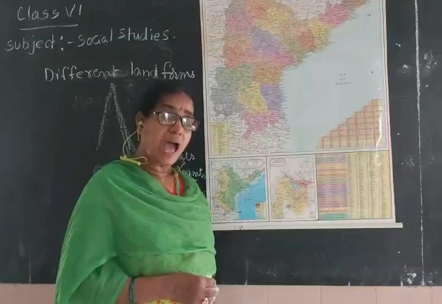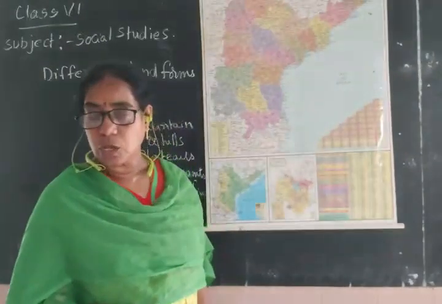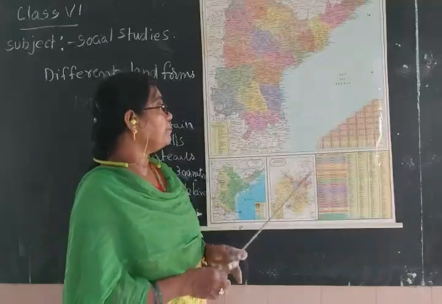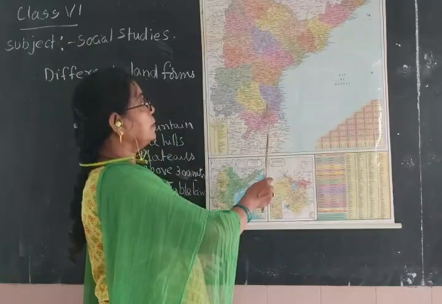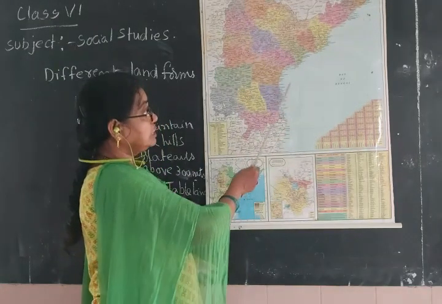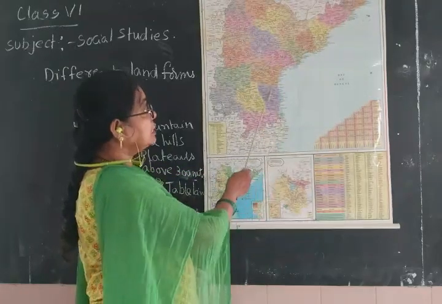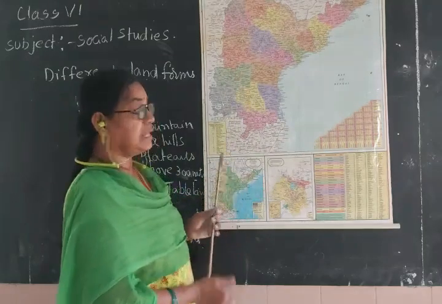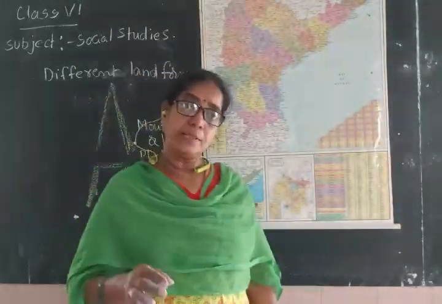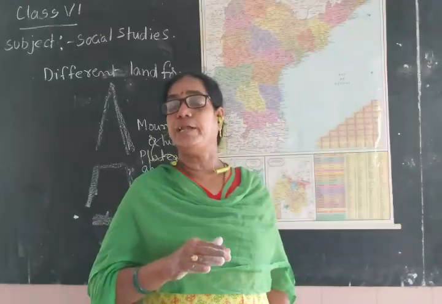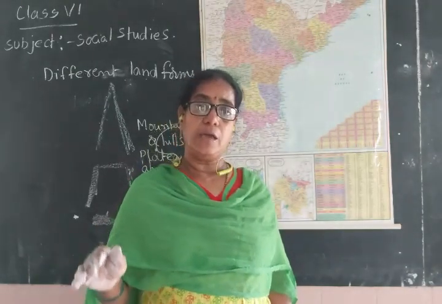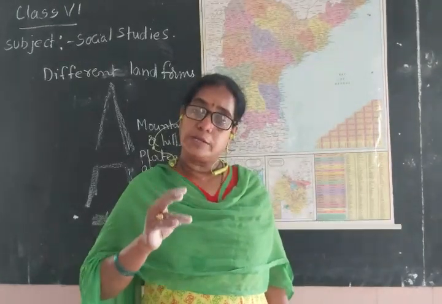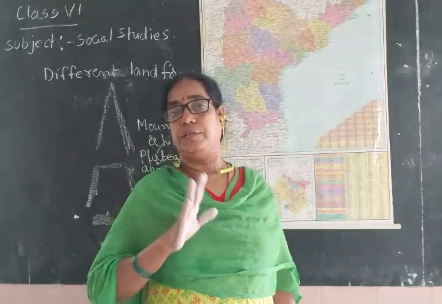If you come to Andhra Pradesh, in Andhra Pradesh also there are different types of landforms. What are the different types of landforms? Plains, plateau. First one you see, this is the plain region. Next, Eastern Ghats. Next, plateau. The three landforms are there in Andhra Pradesh. Again I am telling, Andhra Pradesh also has different types of landforms: plains, Eastern Ghats and plateau region.